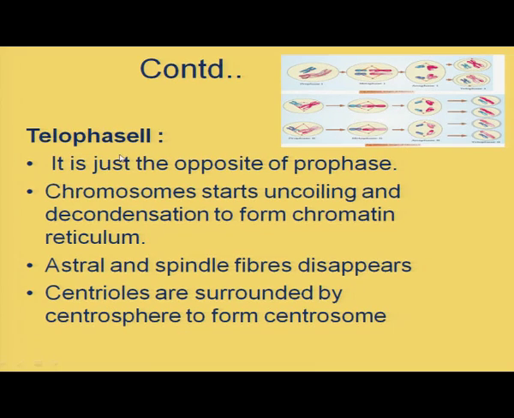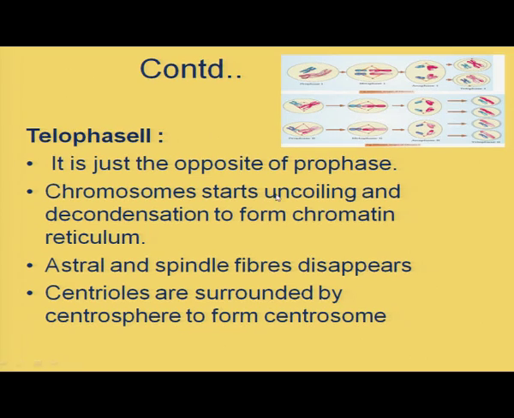Now, coming to telophase 2. See the last diagram here, this is the telophase 2. How many nuclei can you see here? 4. 4 nuclei we can see here, and we will obtain 4 daughter cells after this phenomenon. It is just the opposite of prophase 2. Since it is telophase 2, it is just the opposite of prophase 2.